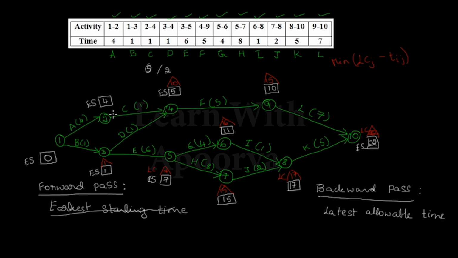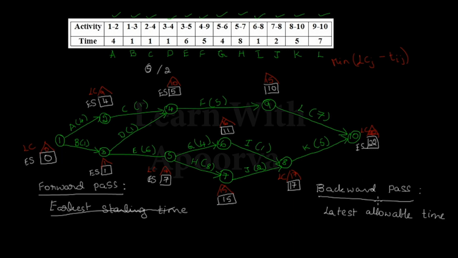So go to node 2. Node 2 has 10 minus 1, which is equal to 9. So 9 is the latest completion time for node 2. Now come to node 1. For 1, again I have two options: 9 minus 4, 5, or 1 minus 1, 0. So 0 is the minimum value, and we are going to consider 0 as the latest completion time for event 1.